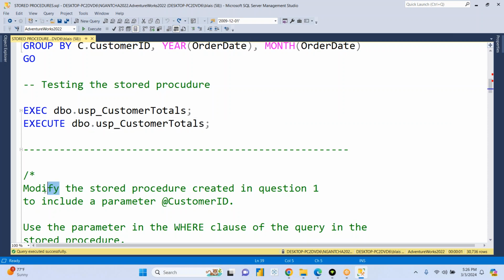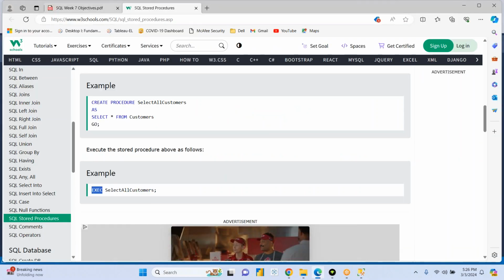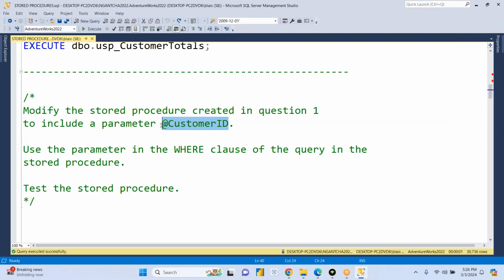Now, modifying the stored procedure, that's the process of altering it. So modify the stored procedure created in question 1 to include a parameter. This is where parameters come in. And this symbol right here is used to indicate a parameter. I was normally supposed to talk about variables, but I'll discuss that during the lab session. So this is coming from a variable perspective. I will show you how we create variables. This symbol right here indicates a parameter. The name of a parameter begins with this symbol. Same thing with the variable. The name of a variable begins with this.